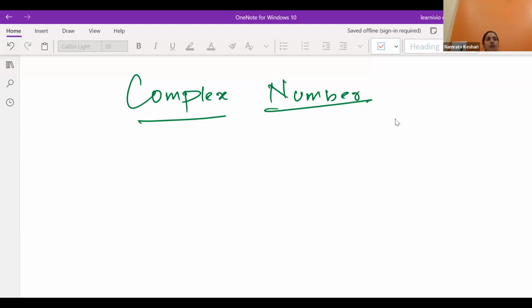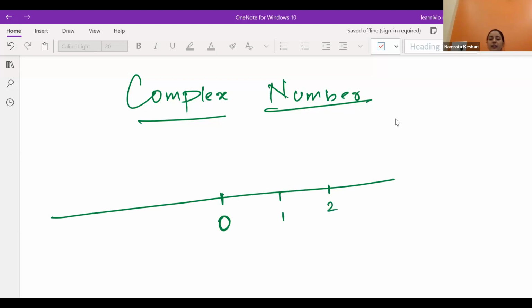So I think from a very lower class, you started learning the concept of the number line, how to represent numbers on the number line. First you were calling it a number line, and then you were representing integers on it. You used to represent integers on it: 0, then +1, then +2, then +3, here -1, here -2, -3.